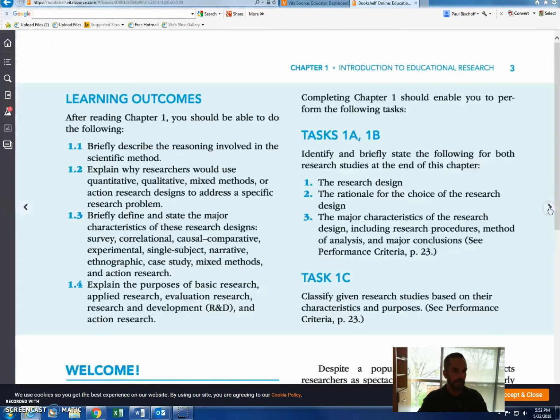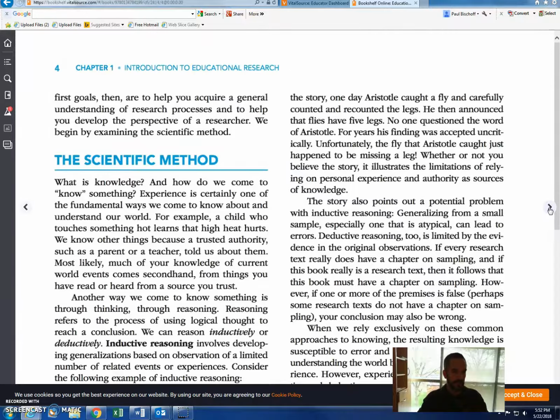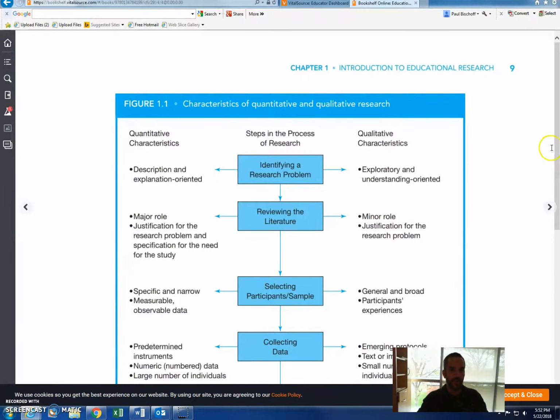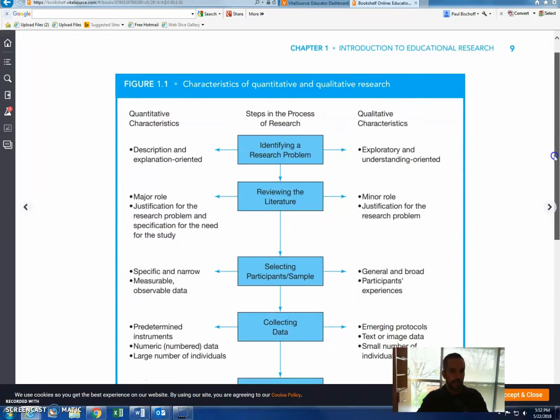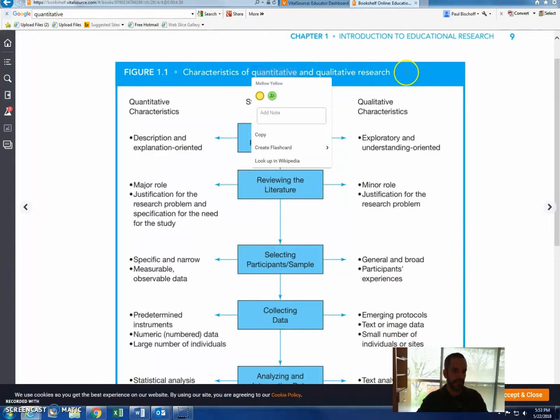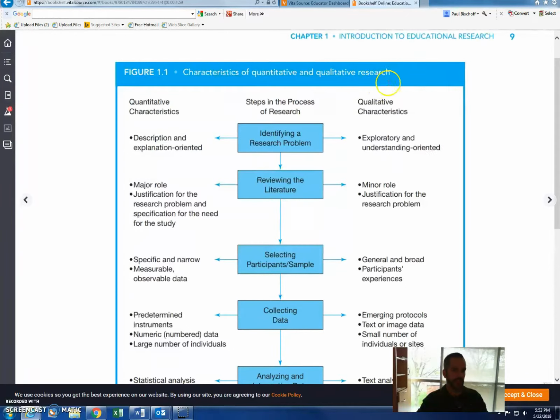So here's chapter 1. And I'm going to point out some of the important things here, jumping right through it. Looking for a table. Here you go. Okay, so on page 9, in chapter 1, there's figure 1.1, which points out some of the main differences in quantitative versus qualitative research. And so take a good look at this table.